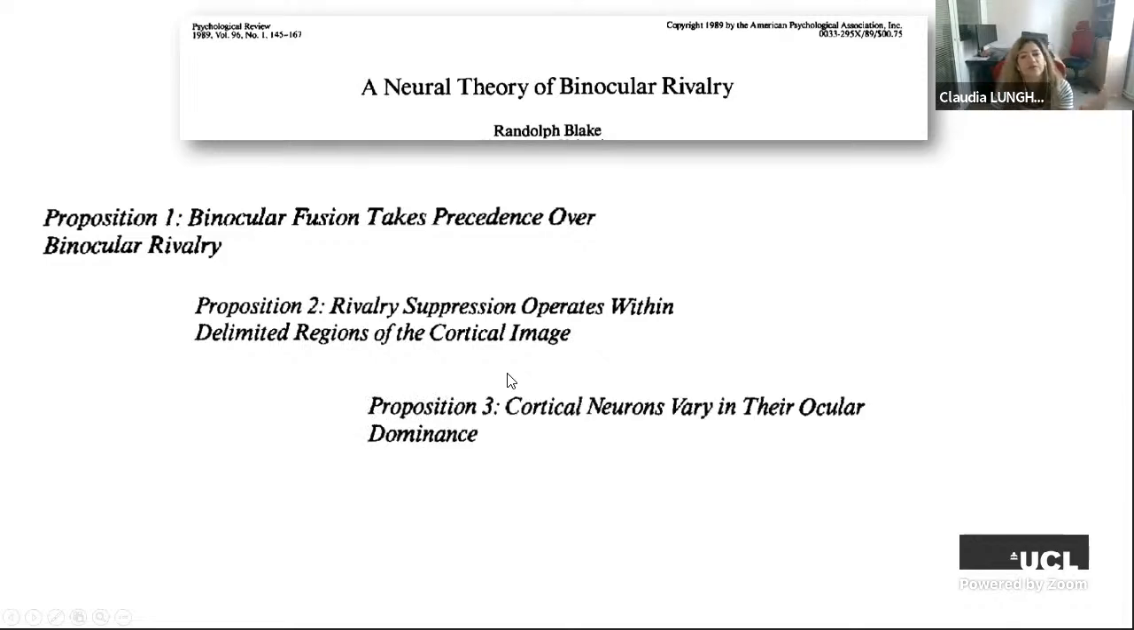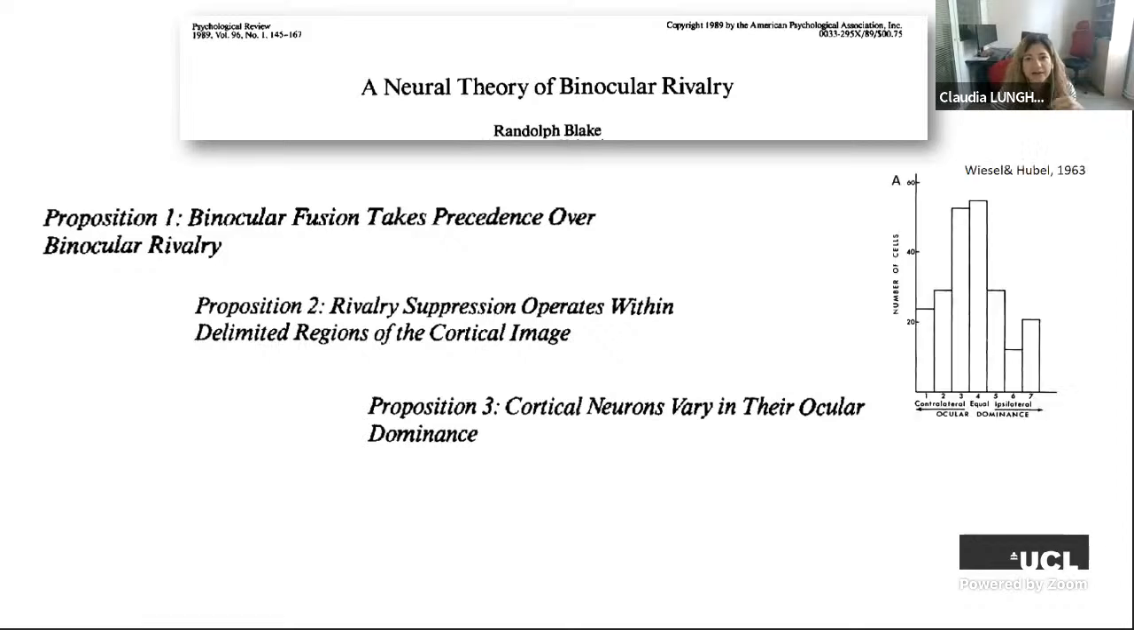The third proposition states that cortical neurons vary in their ocular dominance, and this is nothing very new. It's based on the observations made in the 60s, the seminal work of Hubel and Wiesel, which found that at the level of the primary visual cortex, neurons can be classified according to their ocular dominance.